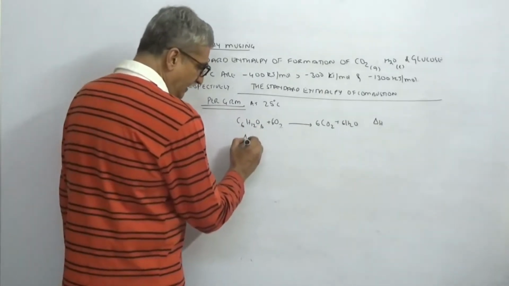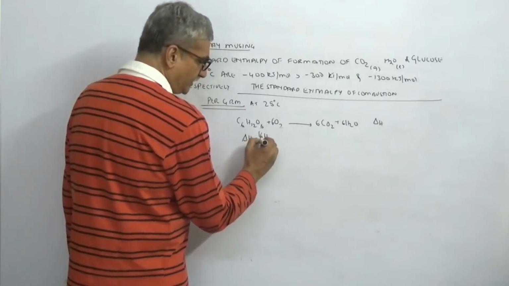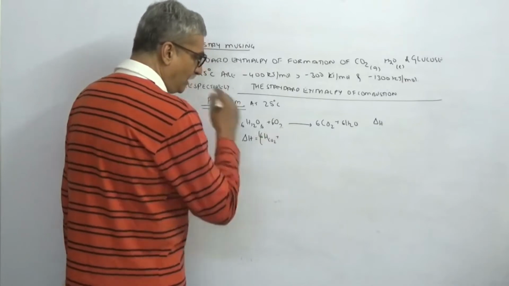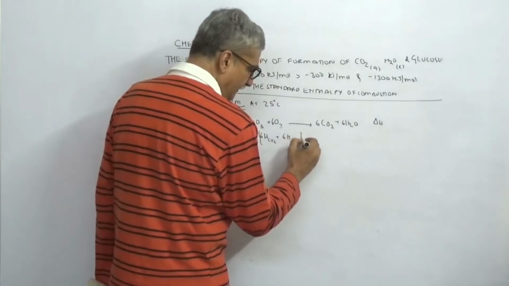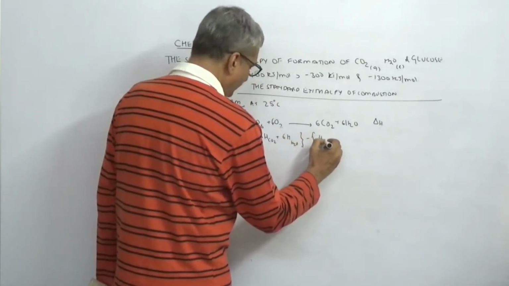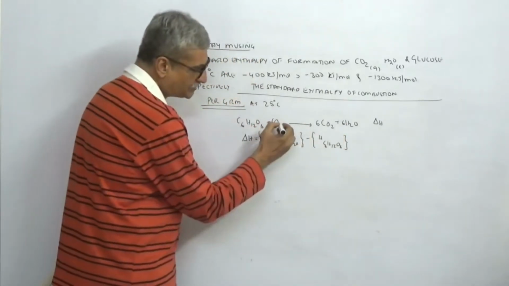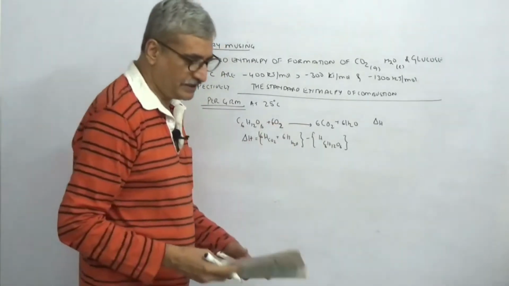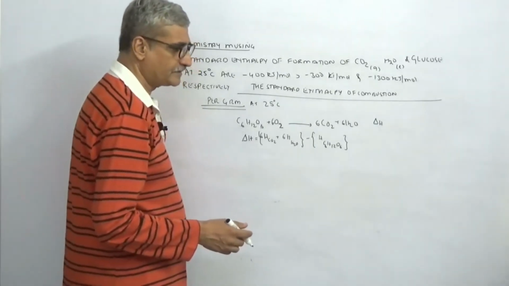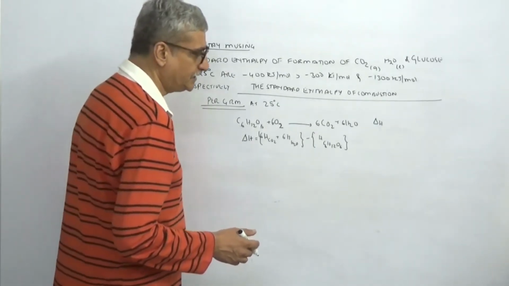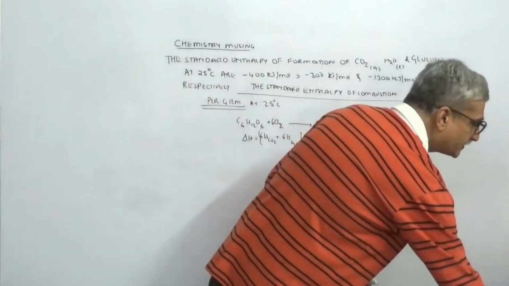So your delta H is nothing but 6 times the enthalpy of carbon dioxide plus 6 times the enthalpy of water minus the enthalpy of C6H12O6. Why have we not taken oxygen? Because we assume that the enthalpy of an element in the standard state is 0. Is this point clear? One minute, some pop-up is coming. I'll just close it.